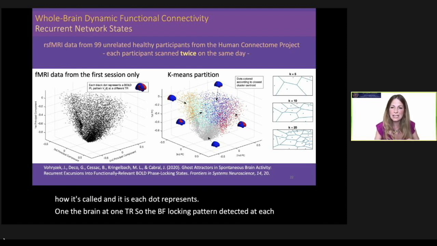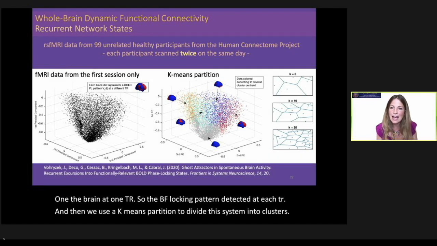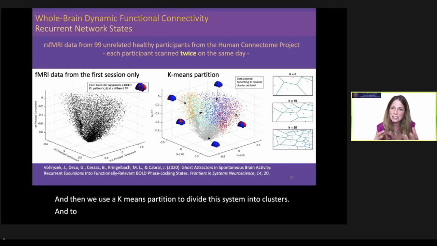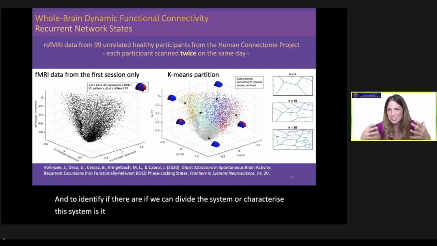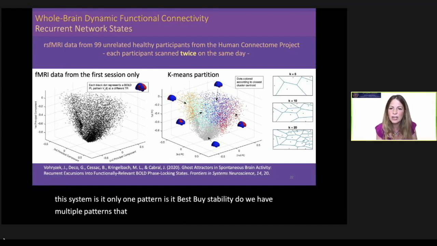And then we use a k-means partition to divide this system into clusters and to identify if we can divide or characterize this system. Is it only one pattern? Is it bistability? Do we have multiple patterns that are co-occurring over time? That's what we will characterize in the next slides.